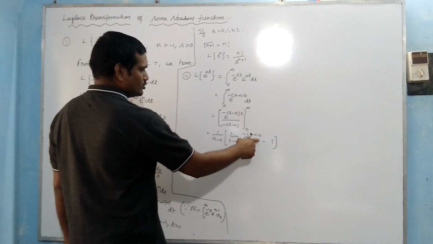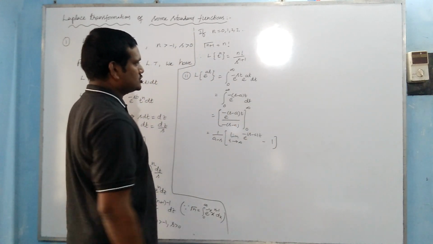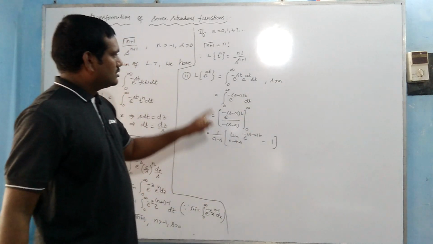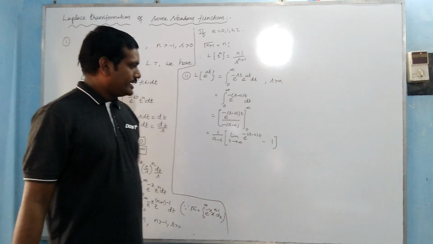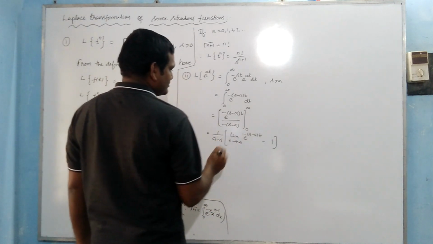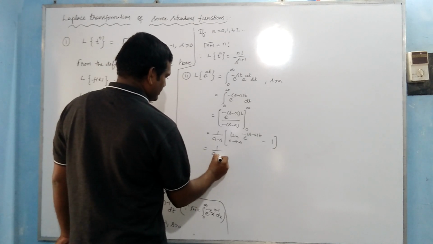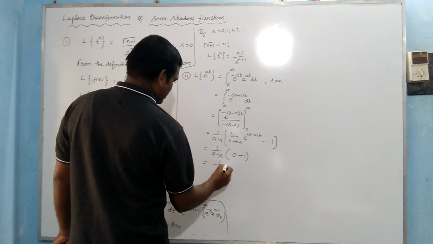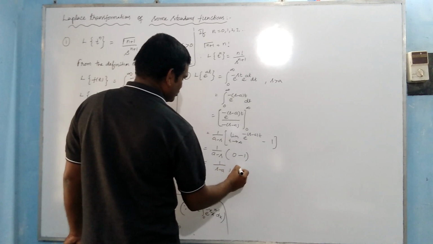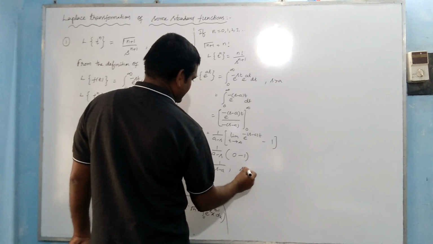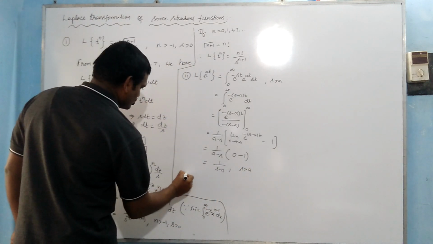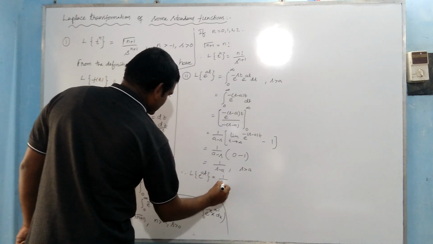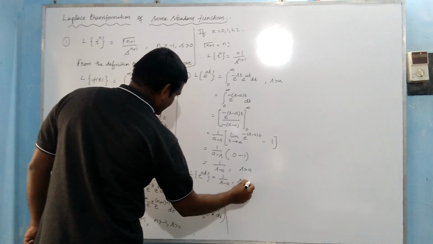So as t tends to infinity, s minus a is positive. Now this condition is s is greater than a, so s minus a is positive. Okay, so e power minus infinity tends to 0. So 1 by a minus s times 0 minus 1, that is equal to 1 by s minus a, where s is greater than a. Therefore Laplace of e power at is equal to 1 by s minus a, s is greater than a.